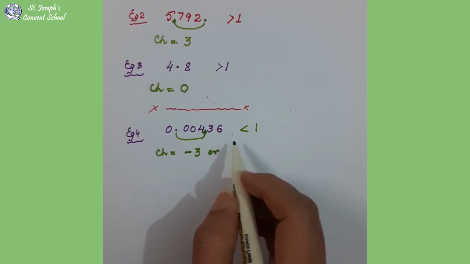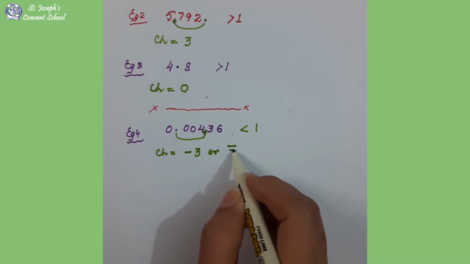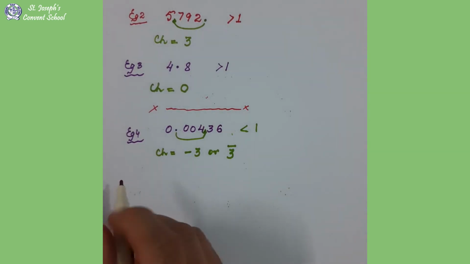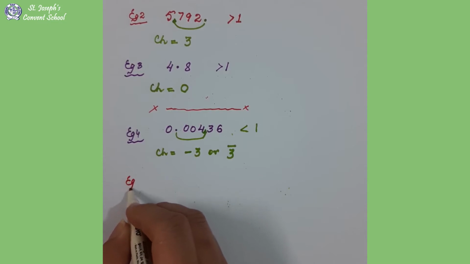And in log we don't write -3, we write bar 3. Okay, so characteristic comes in the MCQs also, so please remember these things: how to find the place of the decimal, when is the positive characteristic, when is the negative characteristic. Okay, so if the number is less than 1, you will get a negative characteristic. Rule is same, shift the decimal after the first non-zero digit and then count how many places there are. Okay, now another example of this negative characteristic, example number 5.